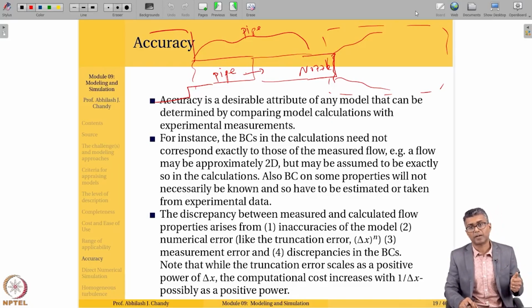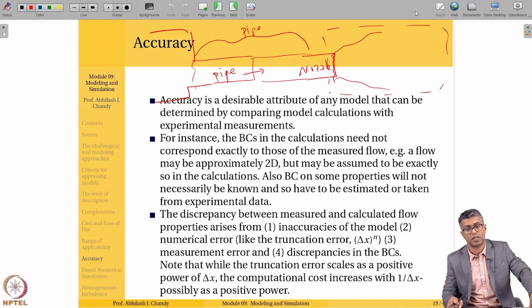So these are the four sources essentially of inaccuracies. One is there could be an inaccuracy associated with the modeling approach itself, like the mixing length model. The mixing length that is specified, that is obtained from boundary layer flows. Does it apply to jet flows?